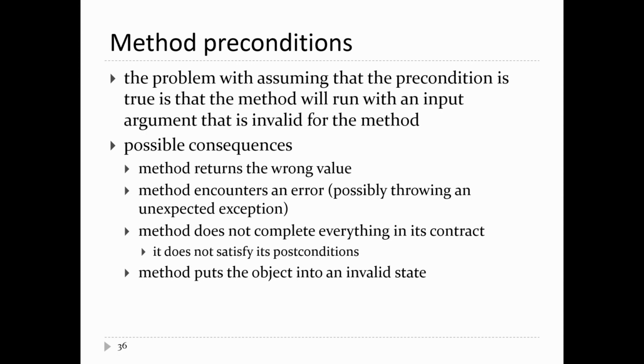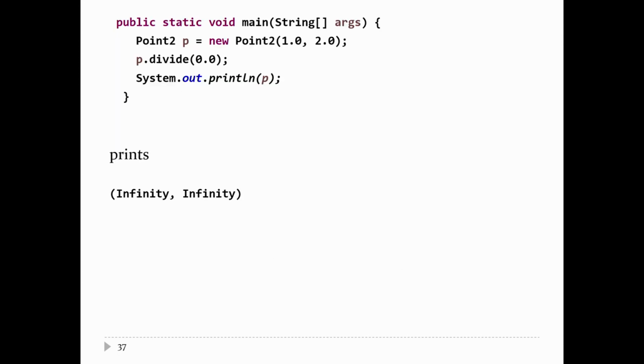So generally you don't want to ignore a failed precondition as the implementer of a method. So here's an example here. I make a point 1, 2, divide the coordinates of the point by 0. It works in this case. Print the point, you end up with infinity and infinity. Depending on how you've decided to implement this point2 class, this might be an acceptable result.